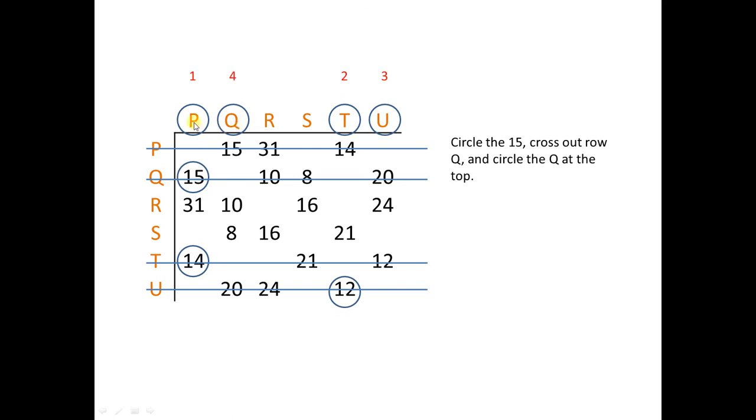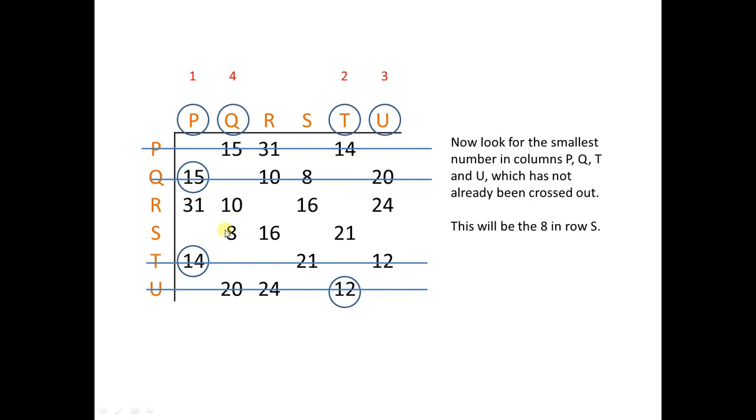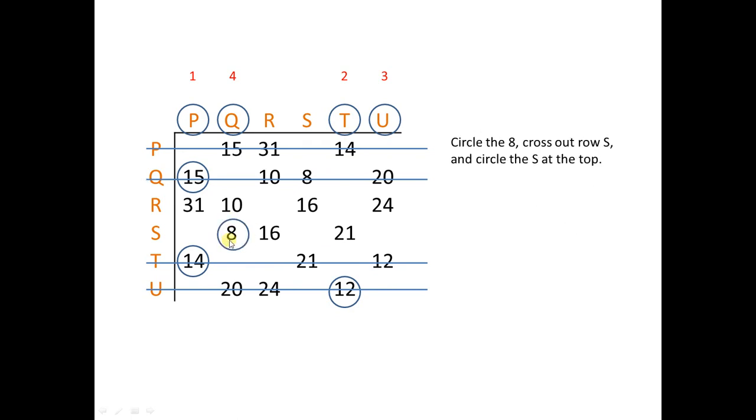Now look for the smallest number in columns P, Q, T and U. The smallest number in those columns is an 8, the smallest number which is not already crossed out. Put a circle around this 8, cross out the row that it's in, row S, put a circle around S at the top.